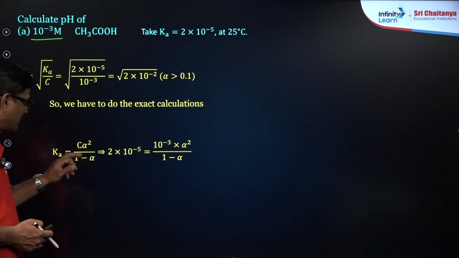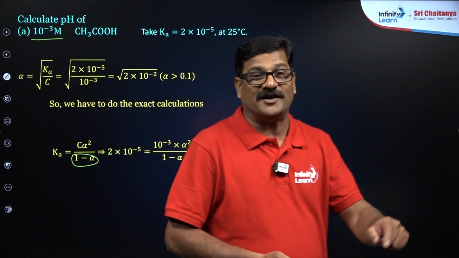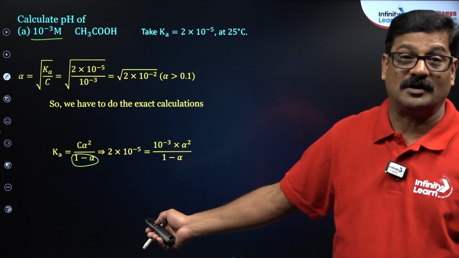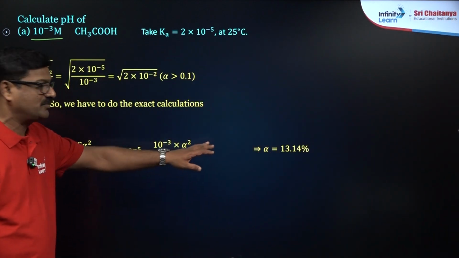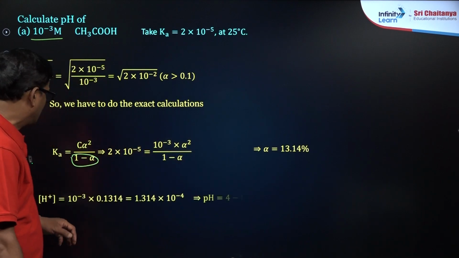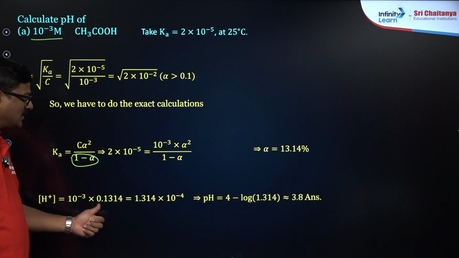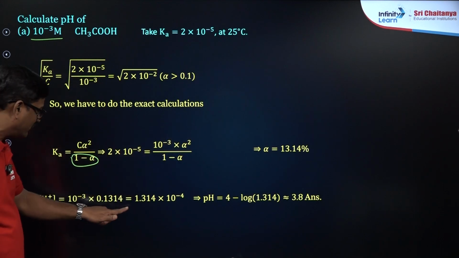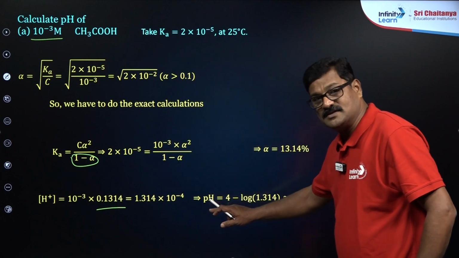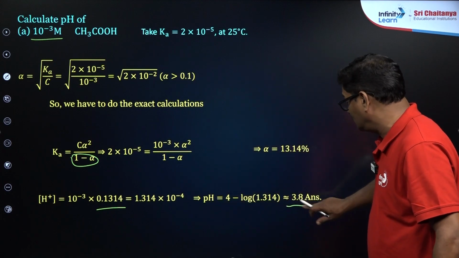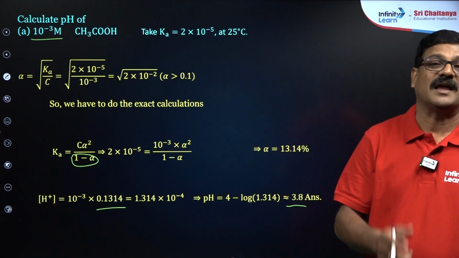Ka is equal to C alpha square by 1 minus alpha. In the previous calculation 1 minus alpha was ignored. Here you do not have to ignore it, you have to consider it. So by taking this, alpha is calculated to be 13.14, and from here H+ is going to be 10 power minus 3 times alpha. That is, alpha value 13.14 means 0.1314. By taking this, pH is equal to 3.8. Okay, as the concentration changes, the pH changes for weak acids.